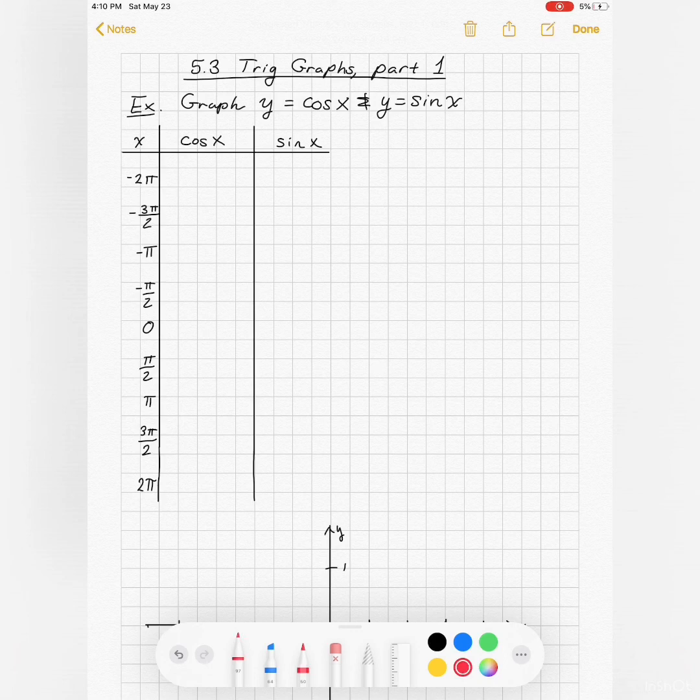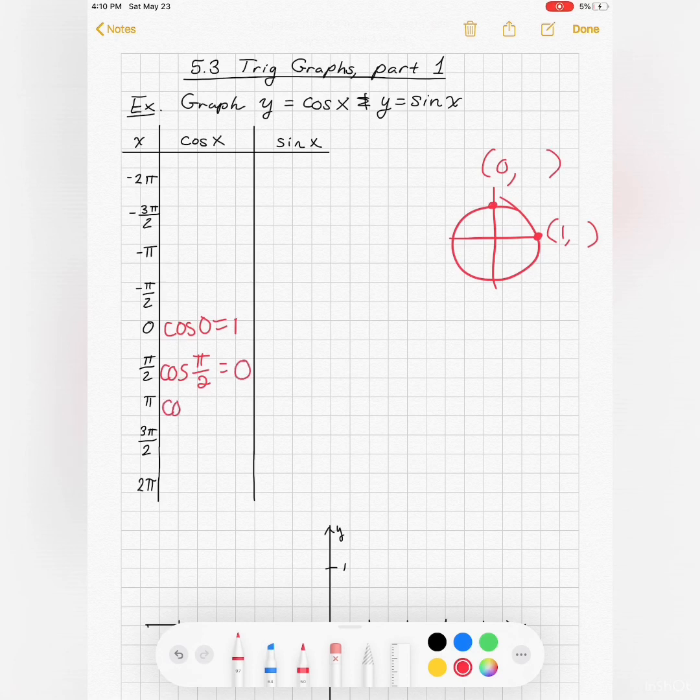So let me start with, say, cosine. Let's start with 0. Okay, cosine of 0. So cosine is the x coordinate. That would be 1. Cosine of pi halves. That's the x coordinate. That's 0. Cosine of pi, x coordinate is -1. Okay, cosine of 3 pi halves, x coordinate is 0 again.